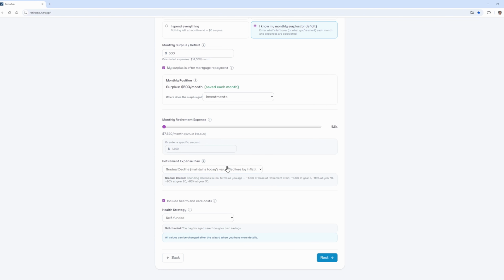And then what happens about the rest of the 30 years? Well, you get 3 different types of plans. We'll just go with a standard gradual decline, meaning that you're going to start spending less as you get older, because you'll be less able to travel and less able to do things. But effectively, you maintain the same amount every year because of inflation. There's some details behind this which you can look at once you've finished your plan.